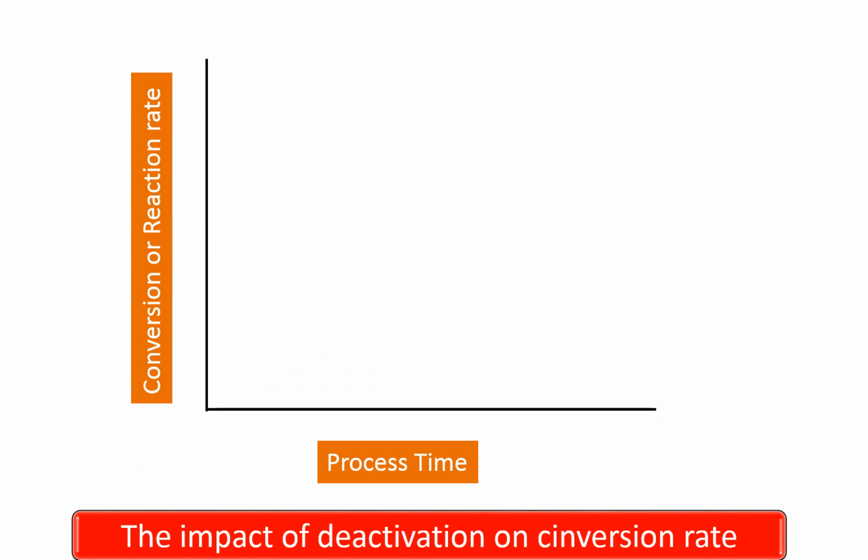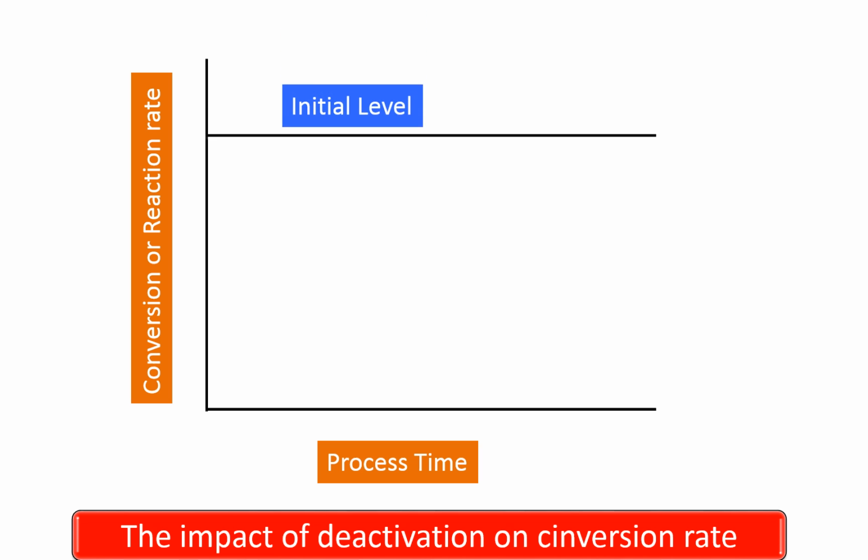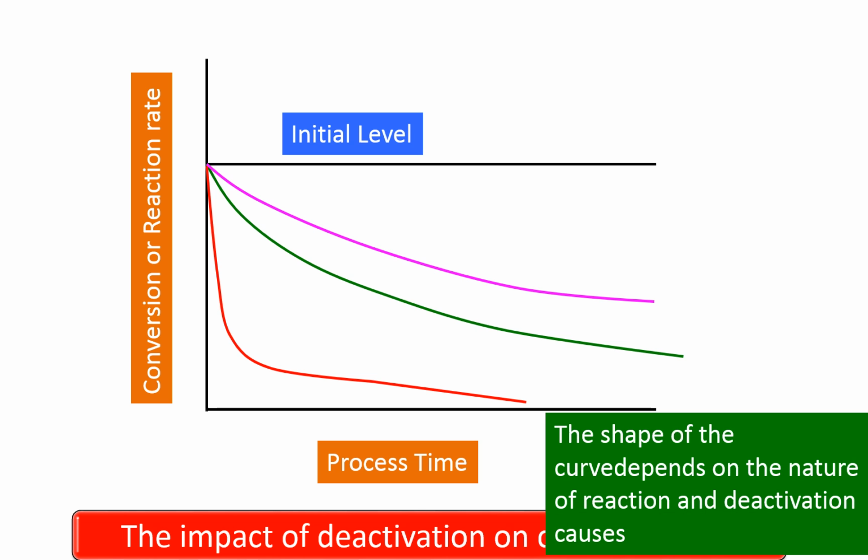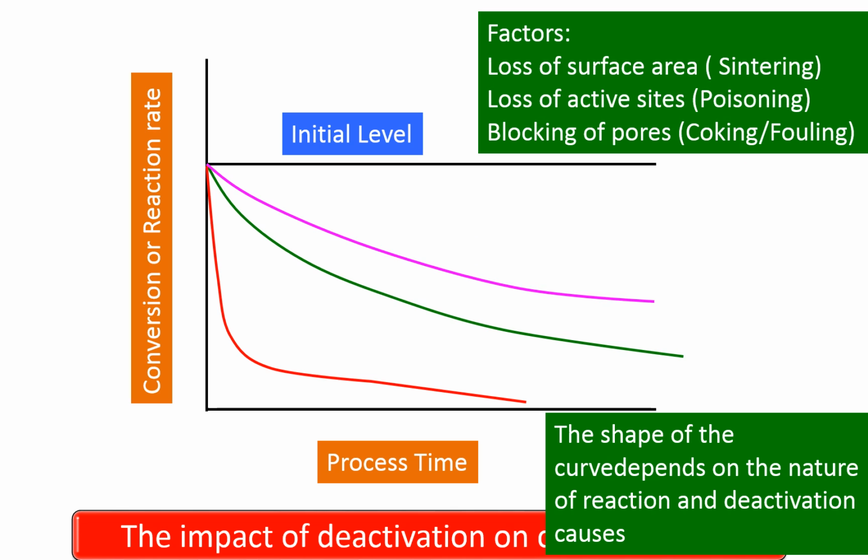This graph illustrates how the reaction rate decreases with process time due to deactivation of the catalyst. Activity drop causes the reaction rate to decrease. The shape of the curve is different for different deactivating causes: loss of surface area, loss of active sites, or loss of activity due to blocking of pores by coking and fouling.